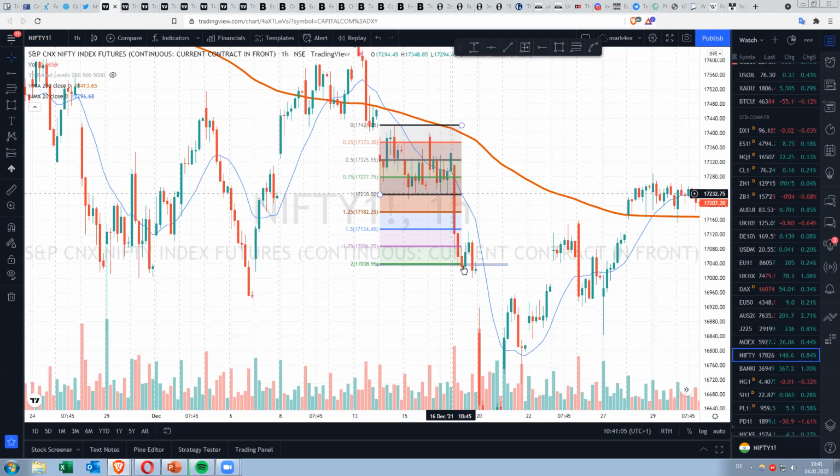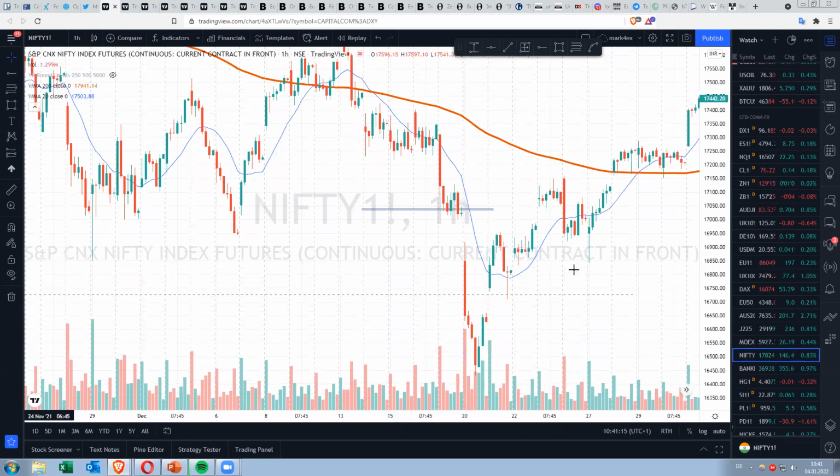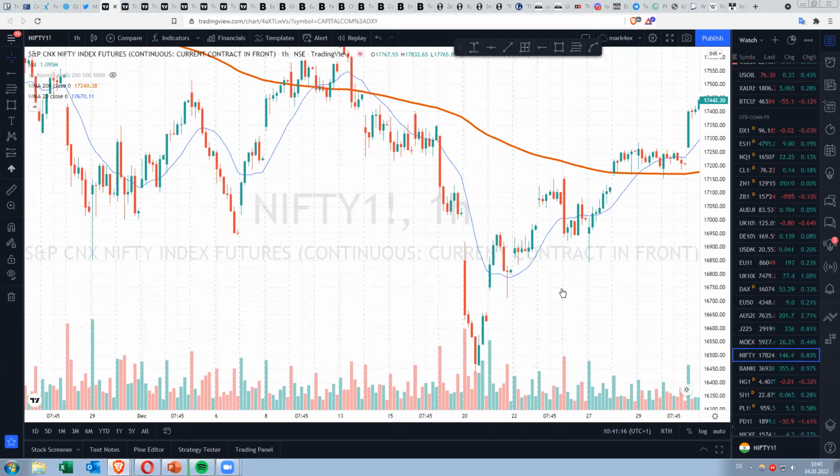What about the buy side? Yes, but it can be profit taking, you know, this is the thing. So you have to be careful with the guaranteed discount and premiums.